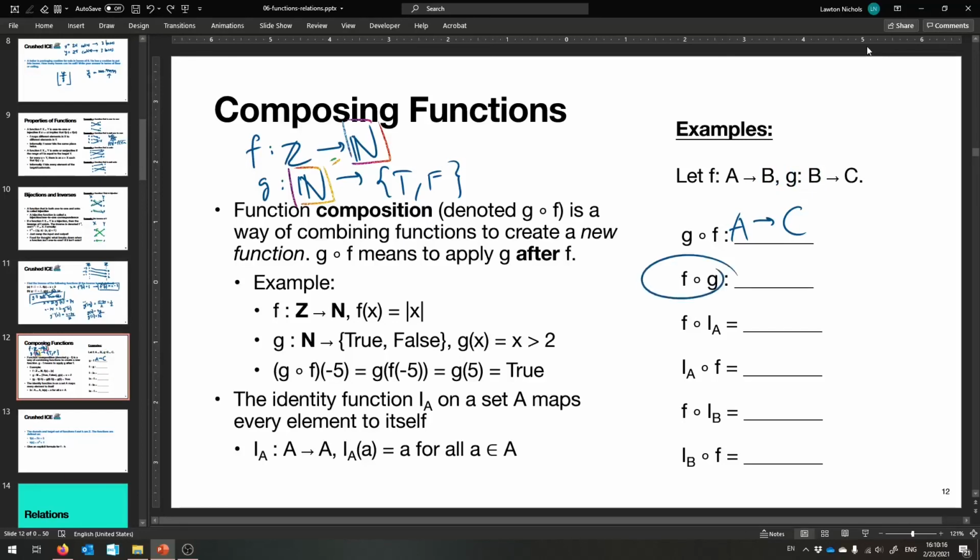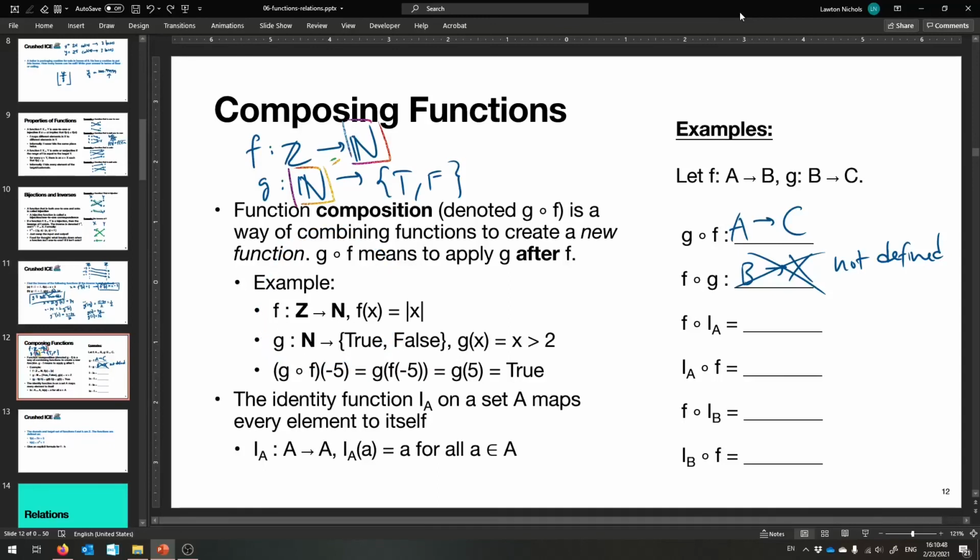Okay, how about this one? First we do g, so we took a b, and then we get back a c, and then we apply f to that. Oh, we can't apply it to an a. We have a c, we're trying to apply a function that needs an a. No, that's not going to work. Dun dun dun. So not defined. The composition is not defined there. Okay, so that is composition.